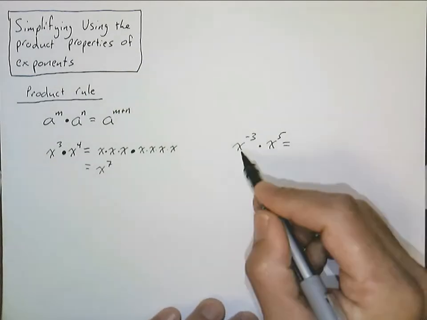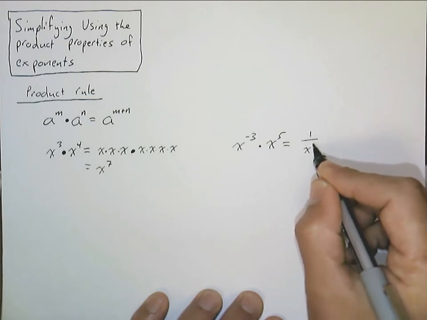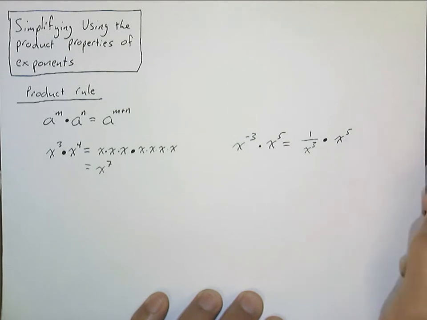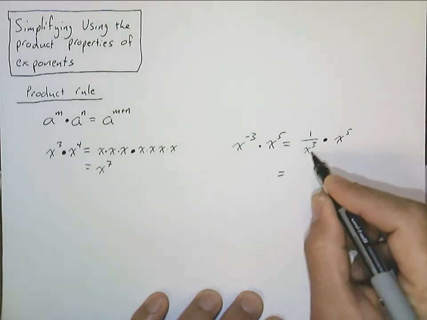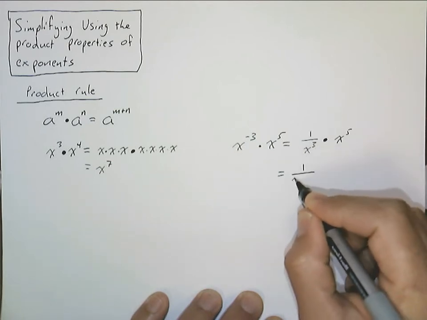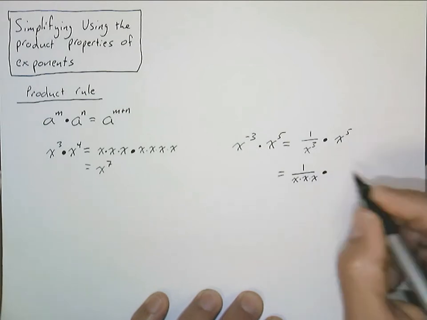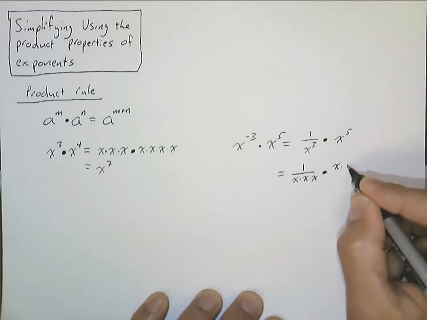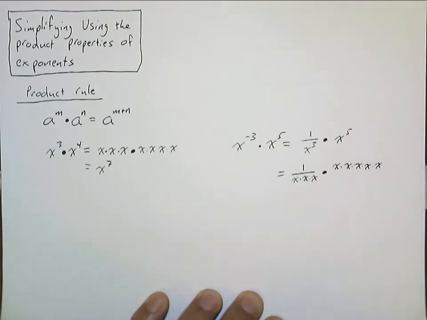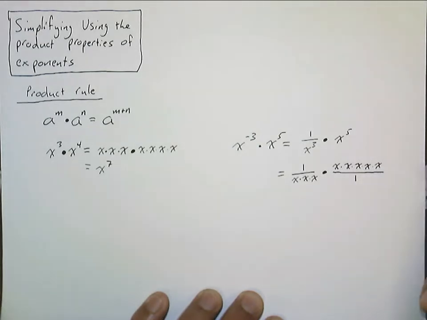Remember how negative exponents work. X to the negative 3 is 1 over x to the power of 3, and that's being multiplied by x to the fifth. In the denominator we have x cubed, which means x times x times x. We're still multiplying it by x to the fifth, which is x times x times x times x times 1 more x. To make our multiplication with these fractions a little simpler, we can put that over a factor of 1.